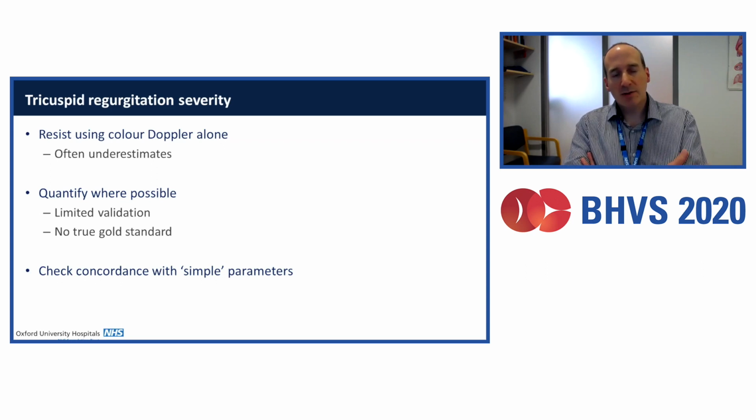And we should, where possible, quantify, but we have to accept that all these techniques have limited validity because there's no true proven gold standard for quantifying tricuspid regurgitation. And whenever we generate a quantifiable parameter, make sure it adds up and is concordant with other simple measures that I'll show you shortly.